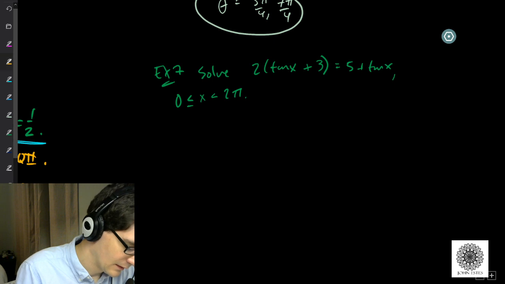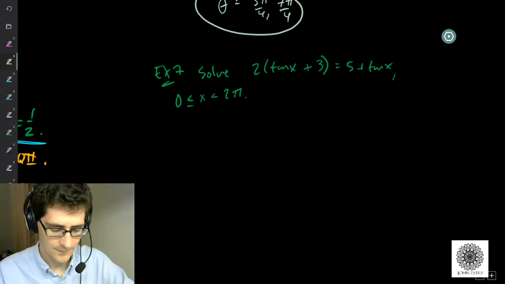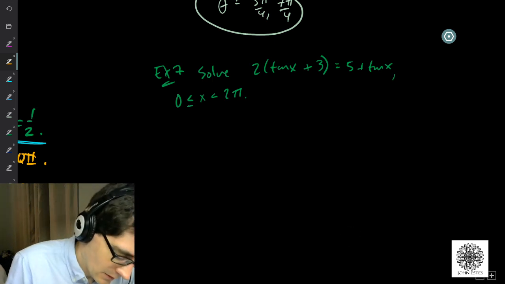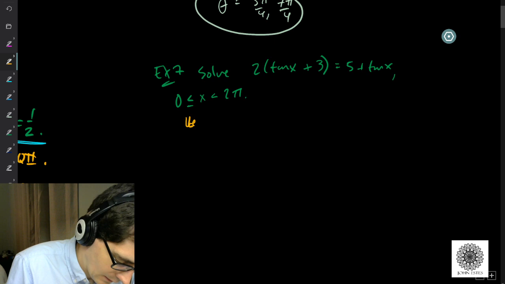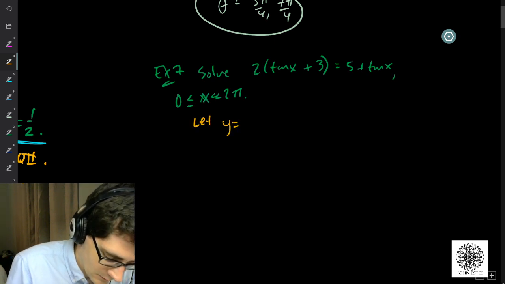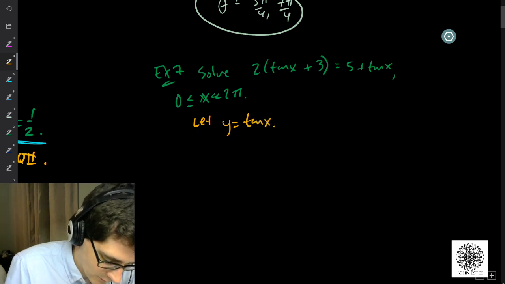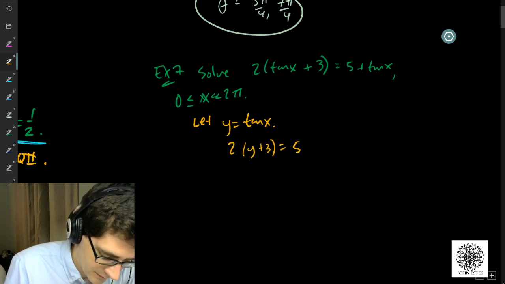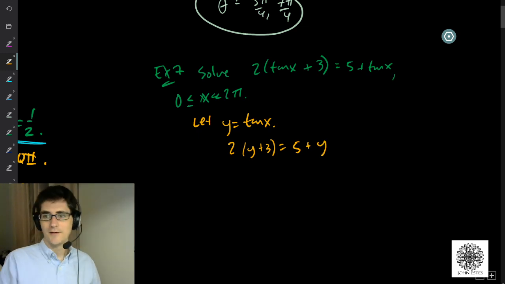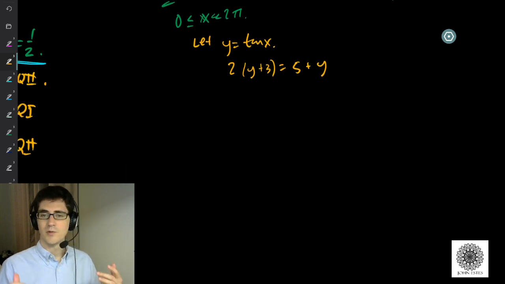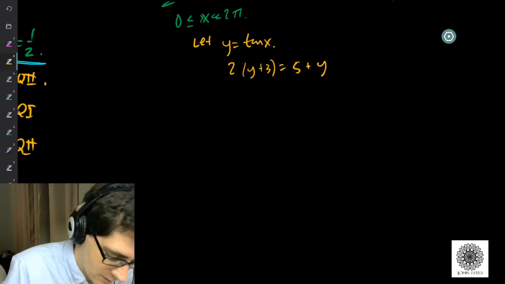Alright, now, again, I think it's easiest if we let y be our trig function here. Let's let y equal tangent x. The reason I like that now is because I have this equation. 2y plus 3 equals 5 plus y. And that is a linear equation. This is strictly algebraic at this point. And so we just need to apply algebra. And hopefully it's not too bad.